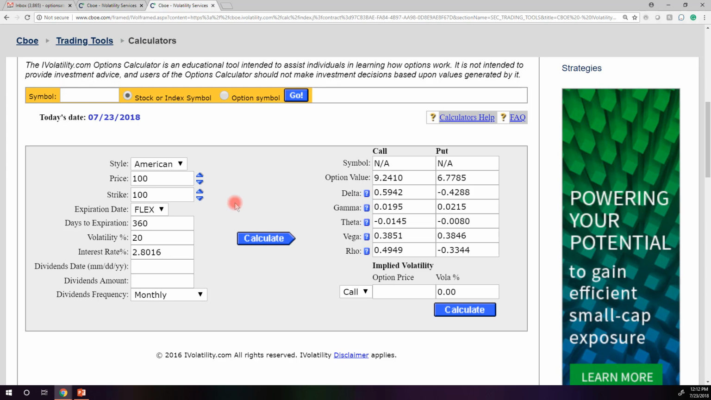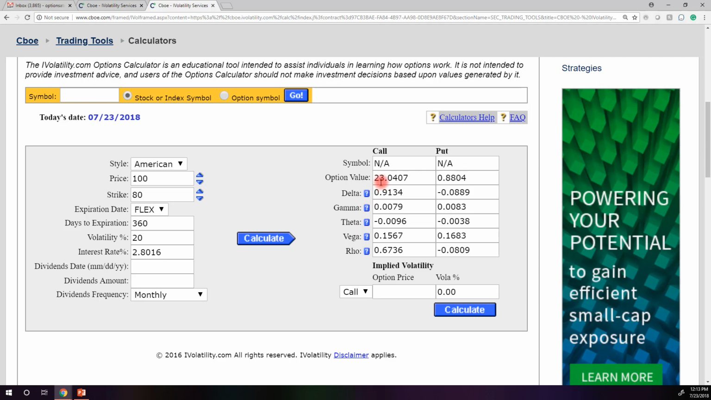$9.24 on that call option. Yeah, this has got some risk to it. We need that stock to rise $9.24 in a year just to break even. So what's going to happen if we lower the strike? What if we go to an $80 call?